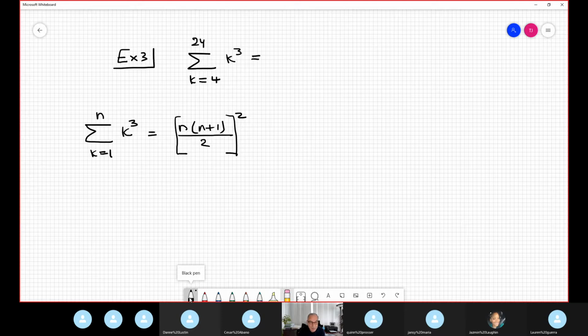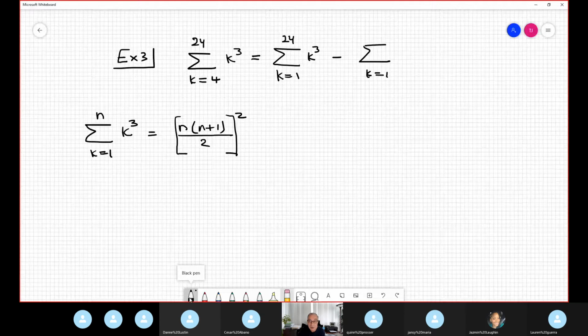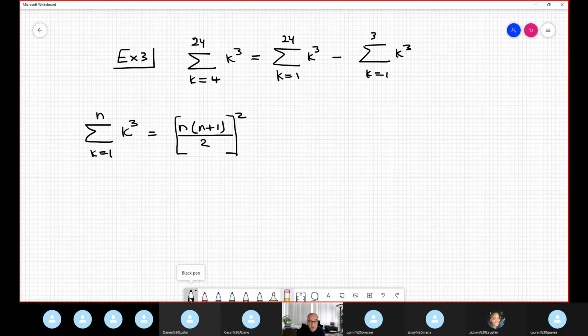Well, then I separate this summation into two summations, both subtractions starting at 1, because it allows me to apply that formula 2 times. This is to 24, the upper limit, of k cubic. And this is to 3, because k cubic again. Remember I need from 4 to 24, so you exclude 1, 2, and 3. So we're using the formula 2 times.